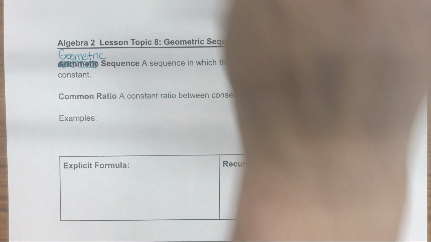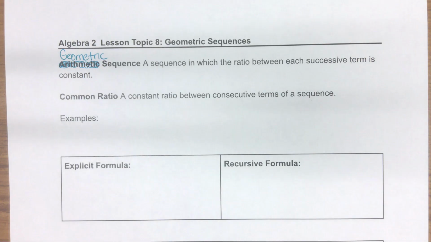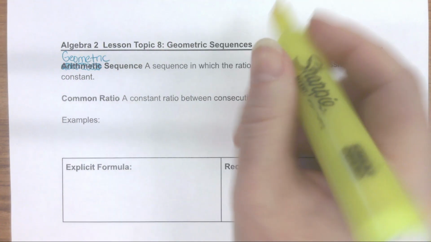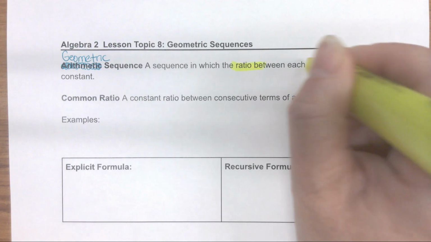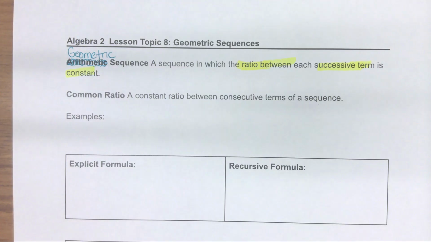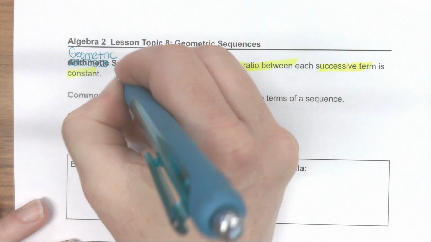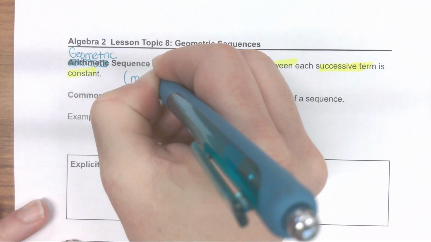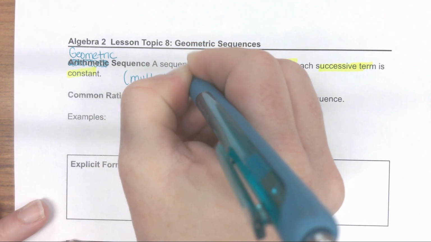today. Okay, so geometric sequences are separated with a ratio, okay? So they are a sequence in which the ratio between each successive terms is constant, okay? And if you want to think of that as multiplication between the terms.